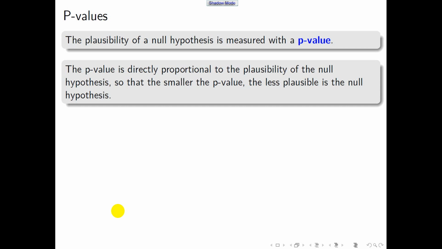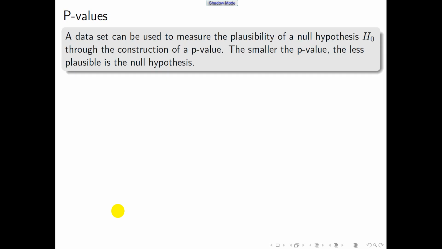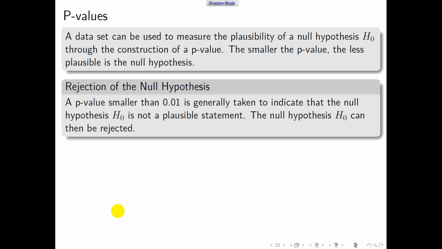Here it is the same. You've got the null hypothesis. You calculated the plausibility of this null hypothesis. Now you have to decide which value of the p is big enough for you and which value of the p is not big enough. Hopefully you're going to catch the idea. We're going to do a couple of examples. So the data set can be used to measure the plausibility of the null hypothesis through the construction of the p-value.